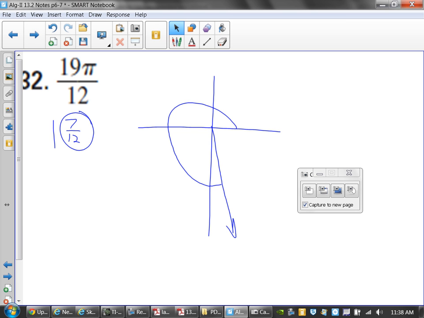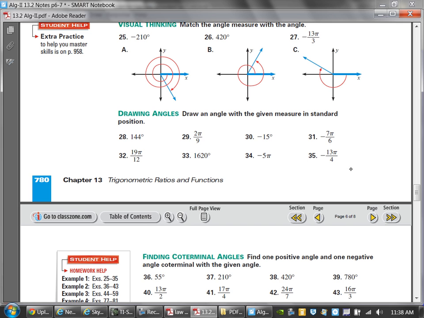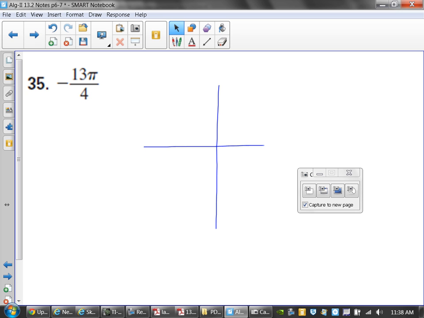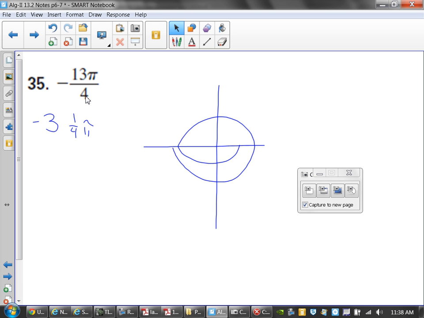What happens when it's going the other direction? Complicated things, okay? Negative 13 pi over 4. What direction am I going? The other way, clockwise, okay? 4 goes into 13 how many times? 3. 3 and a 4. So it's negative 3 and a 4, okay? So here's 1 pi, 2 pi, 3 pi, and a quarter. Well, actually, quarter pi would be a half.